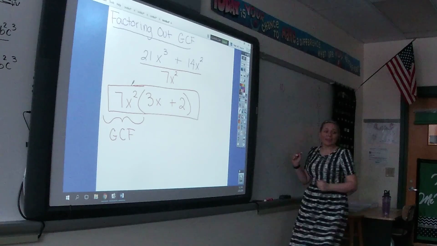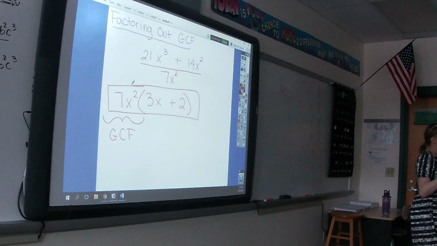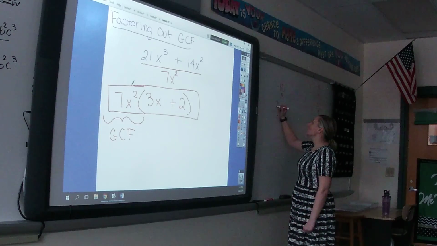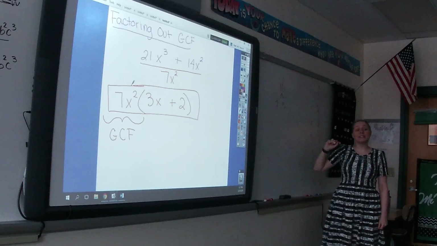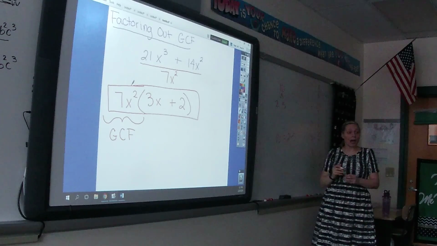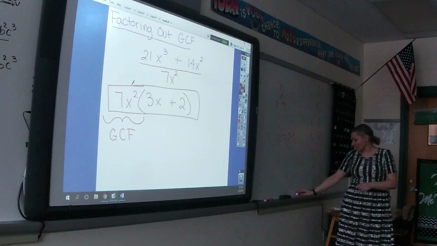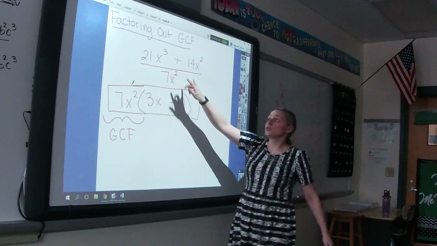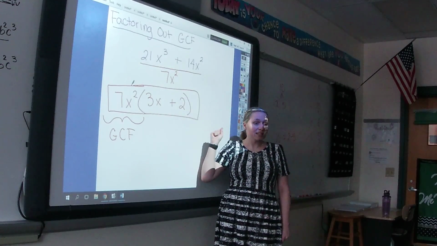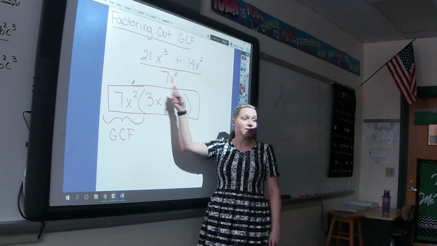This is the same idea as if you were to prime factor 10. What does 10 split into? 2 and 5. So we could say that 10 is the same thing as 2 times 5. This says 21x to the third plus 14x squared is the same thing as this times this.